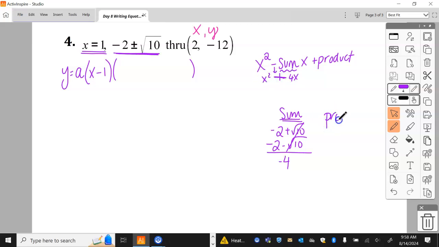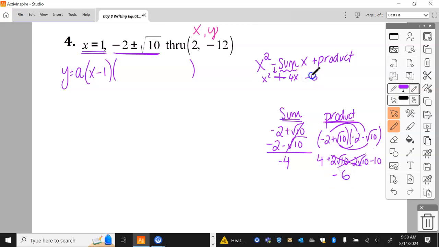And now we need the product. So we're going to FOIL -2 plus square root of 10 and -2 minus square root of 10. So -2 times -2 gives me +4. -2 times root 10 gives me positive, -2 times root 10, and then we end up there. Those middle two terms cancel, and 4 minus 10 gives me a -6. So just like that, we ended up with what our last factor is going to be.